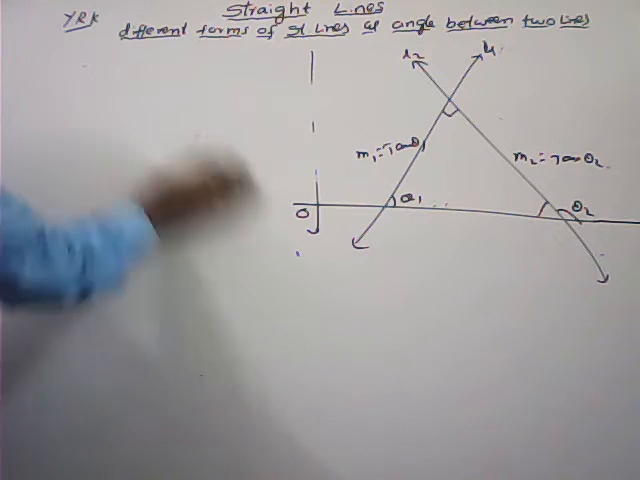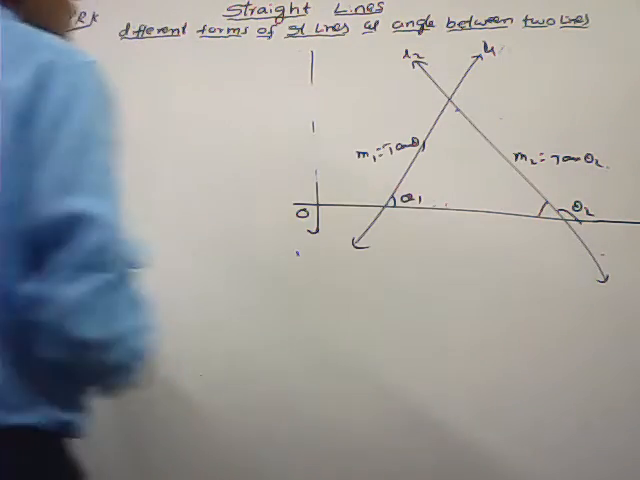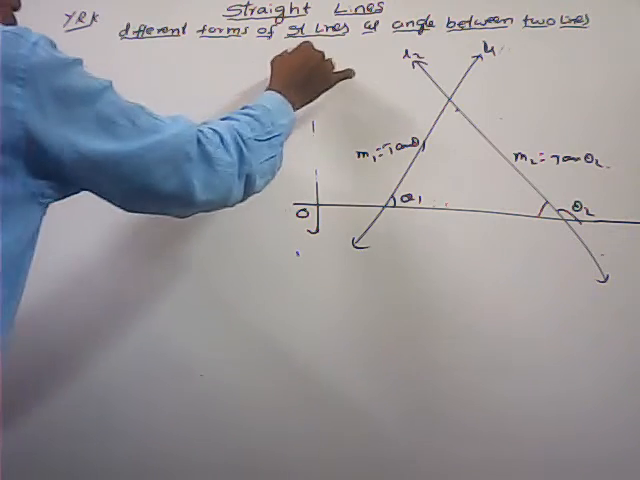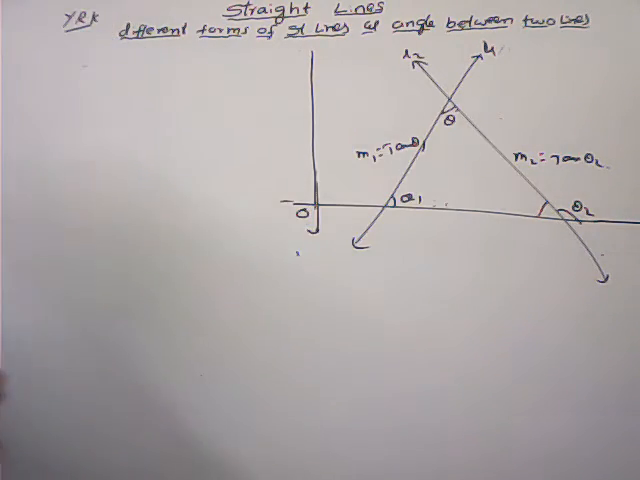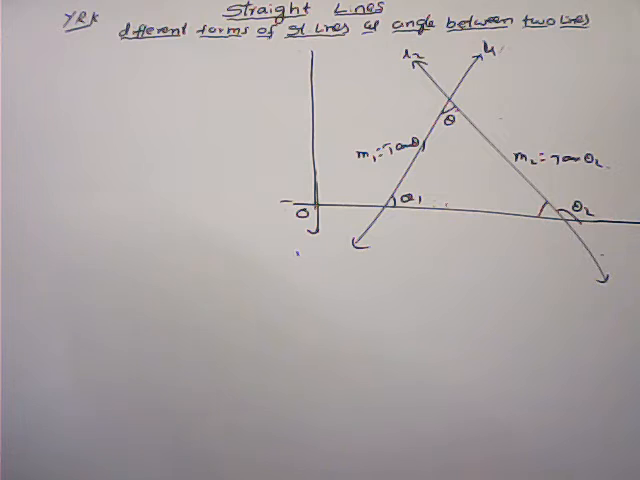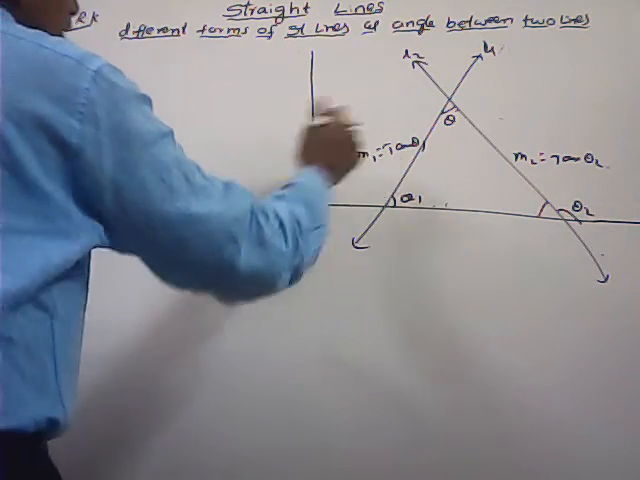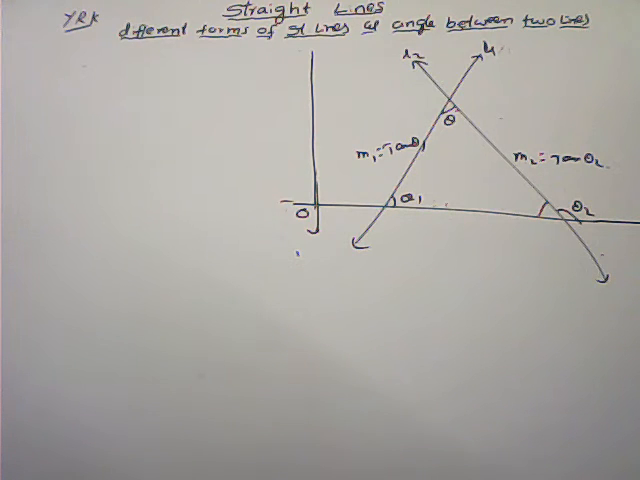Now here I am going to explain about the angle between two lines. The angle between two lines I am taking as theta, and the angle made by the first line with the positive direction of x-axis I am taking as theta 1. So slope m1 is equal to tan theta 1, and the second line makes an angle theta 2 with the positive direction of x-axis. So slope m2 is equal to tan theta 2.